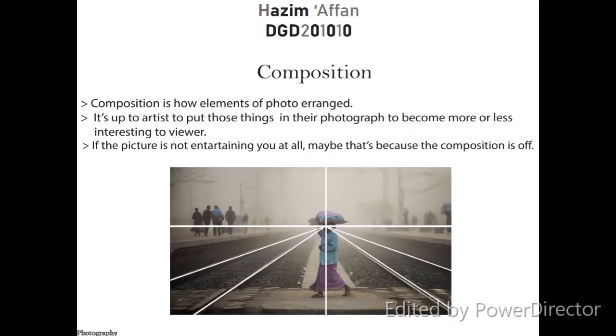And the next chapter is composition. Composition is how the elements of a photo are arranged. It's up to artists to put those things in their photograph to become more or less interesting to a viewer. If the picture is not entertaining you at all, maybe that's because the composition is off.